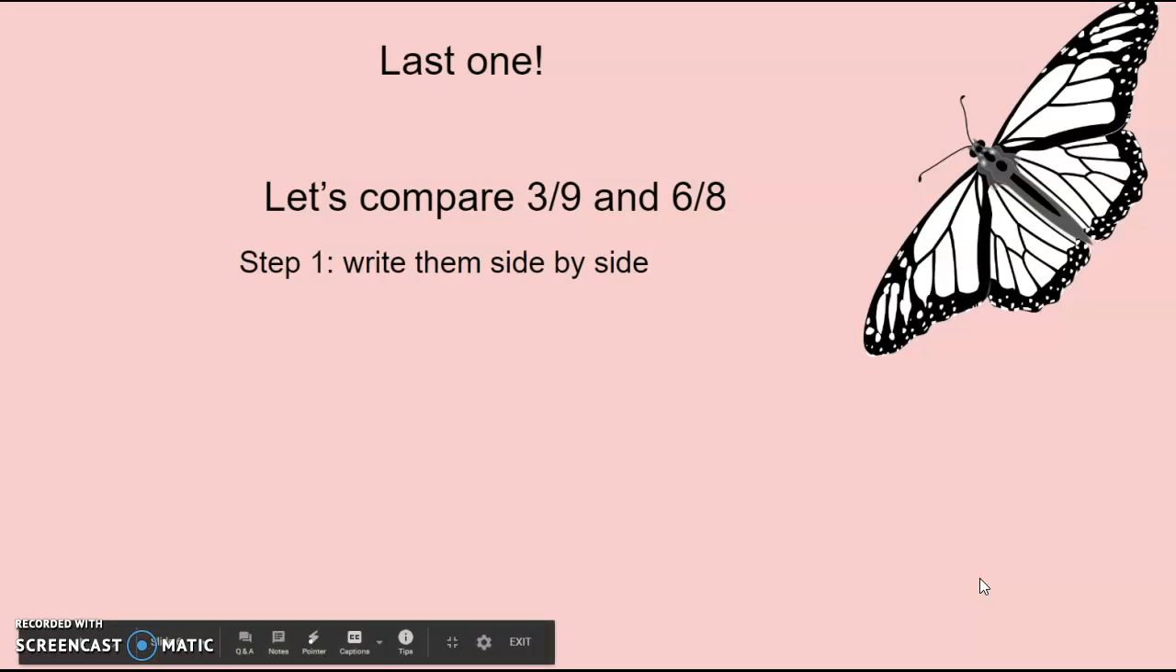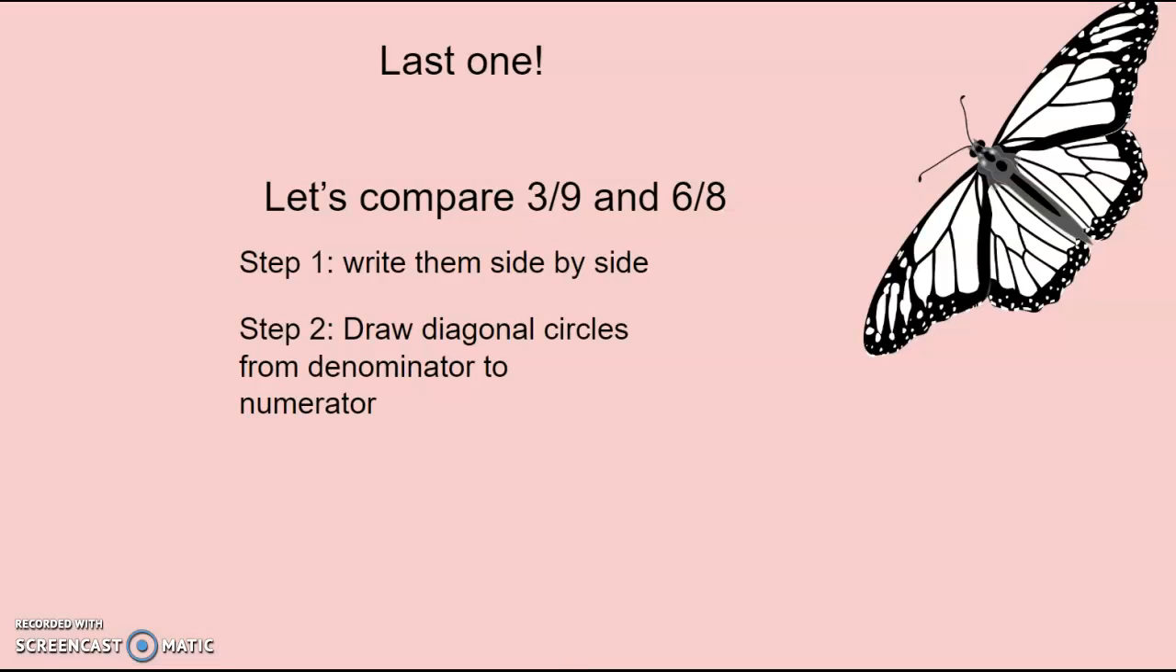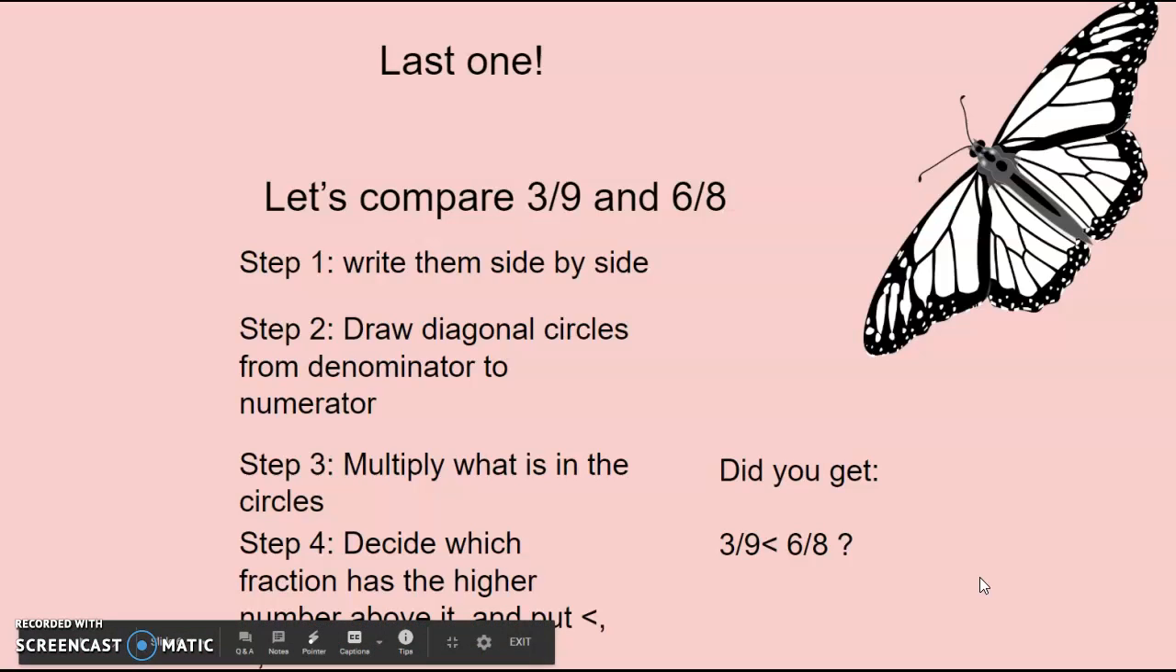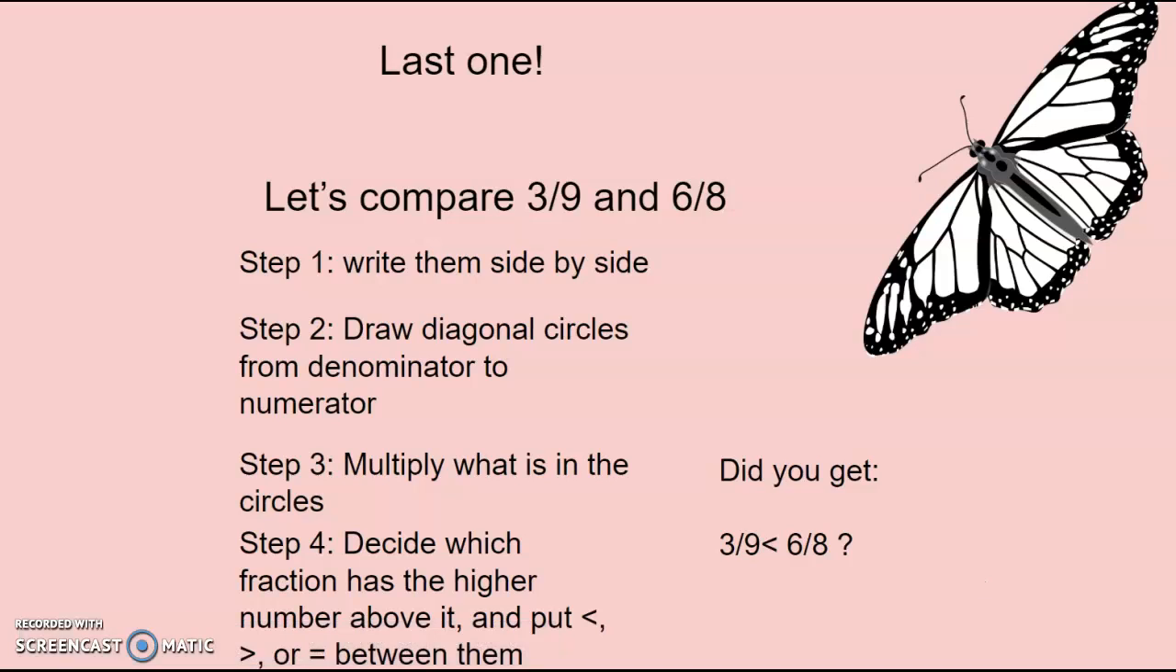Write them side by side. Draw diagonal circles from the denominator to the numerator. So 9 times 6 and 8 times 3. Multiply what's in the circles. Decide which fraction has the higher number above it and put greater than, less than, or equal to between them. So hopefully what you came up with is 3/9 is less than 6/8. I know that because 9 times 6 is 54 and 8 times 3 is only 24. So I had 54 above 6/8. I know it's the bigger fraction.